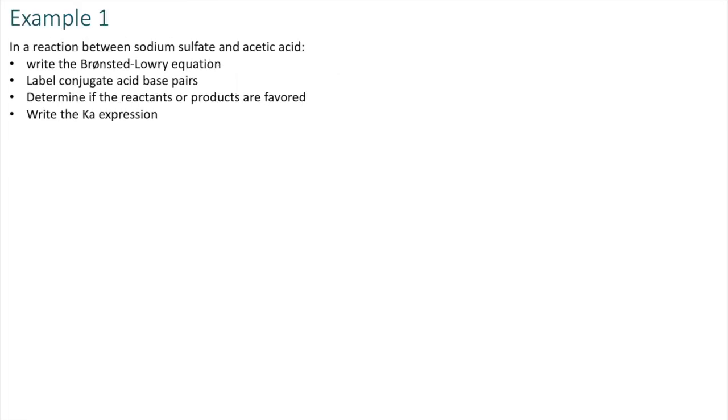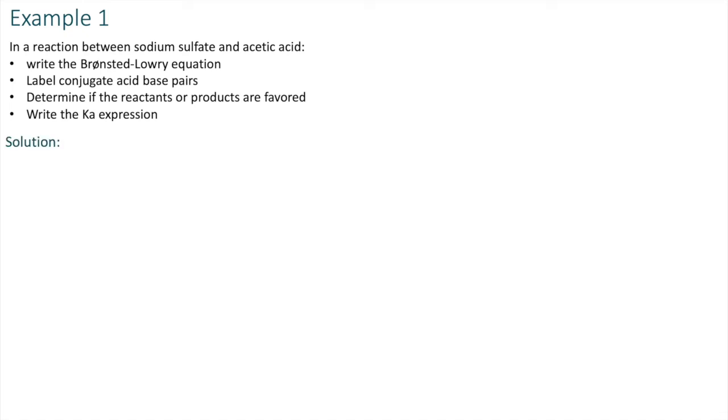Let's take a look at a couple of examples. In our first example, we have a reaction between sodium sulfite and acetic acid, and we're asked to write the Bronsted-Lowry equation, label conjugate acid and base pairs, and determine if the reactants or products are going to be favored. Finally, we'll write the Ka expression.